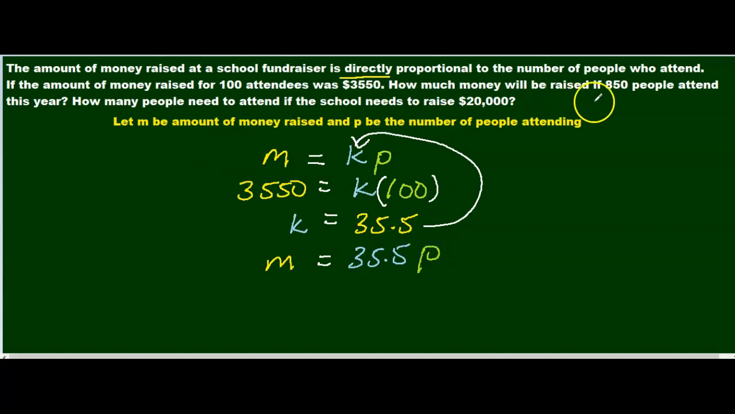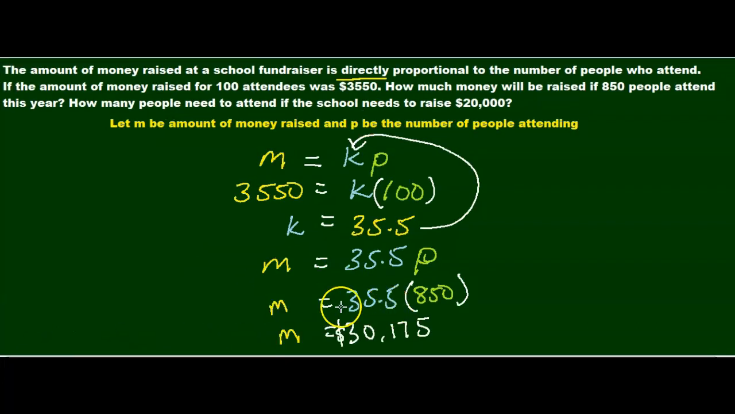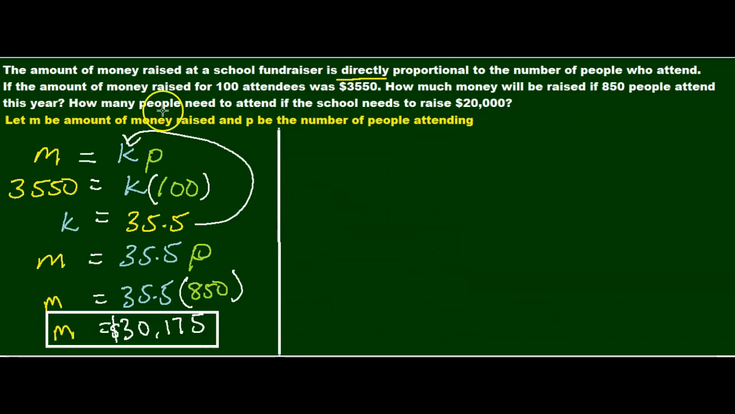So how much money will be raised if 850 people attend? So our P now becomes 850. Our K is a constant, so that doesn't change. And we need to find our new M. So we're going to do 35.5 times 850. And that gives me $30,175.